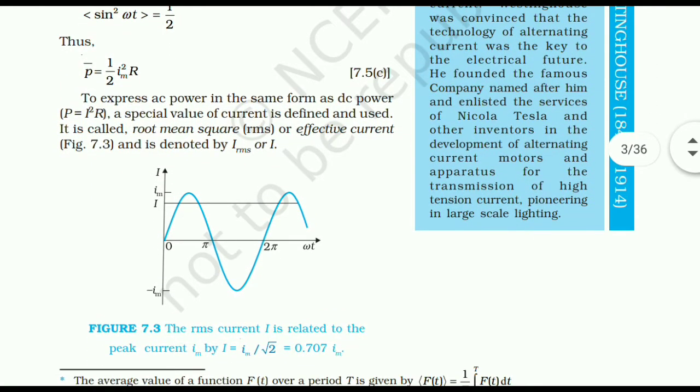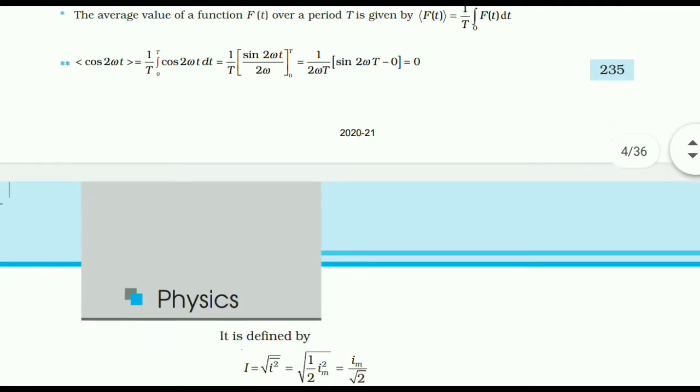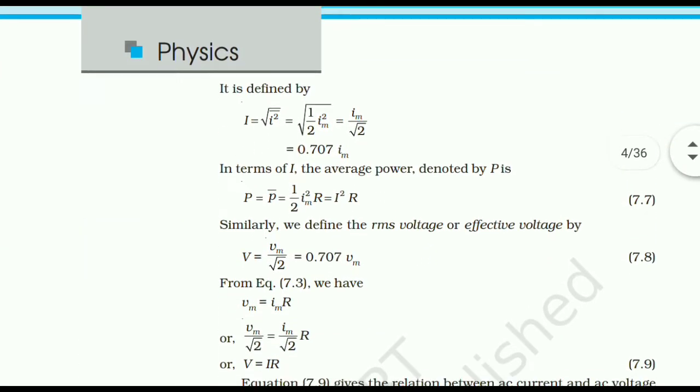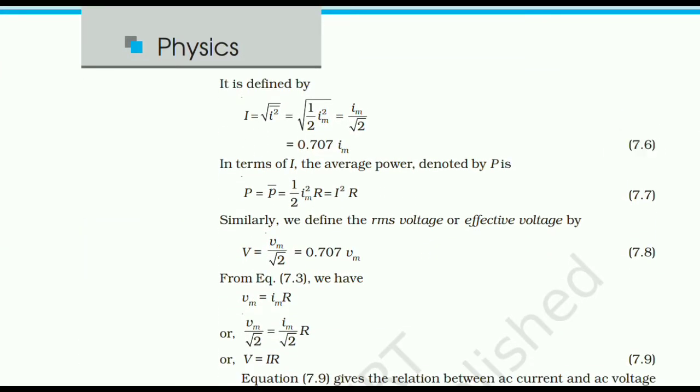To express the AC power in the same form as DC power, a special value of current is defined to be used. It is called root mean square or effective current, and is denoted by I_rms or I. It is defined by I = square root of the average of I squared.